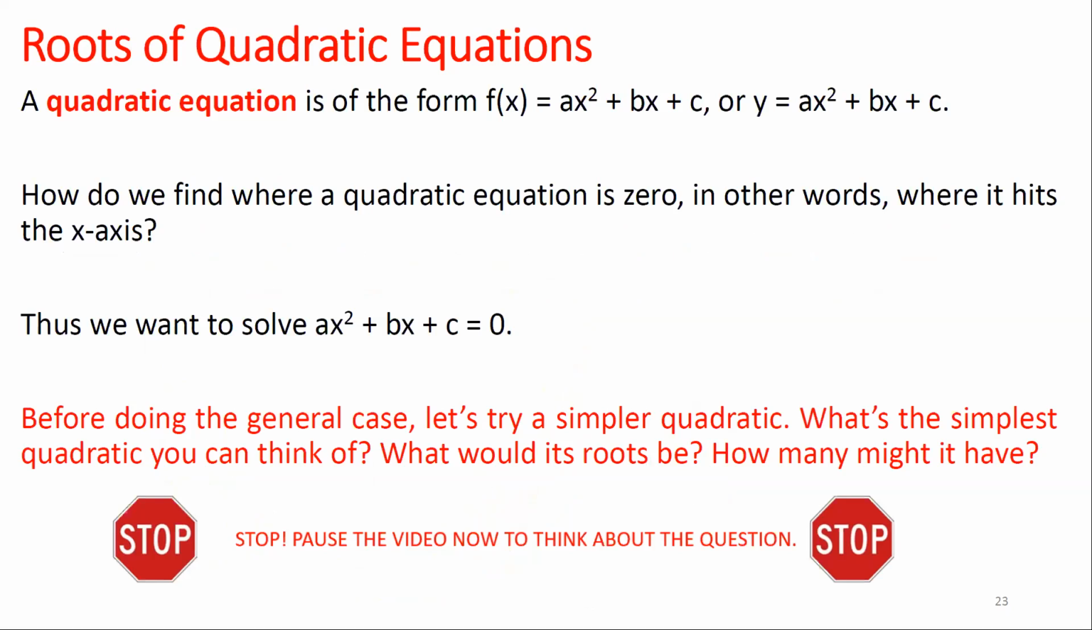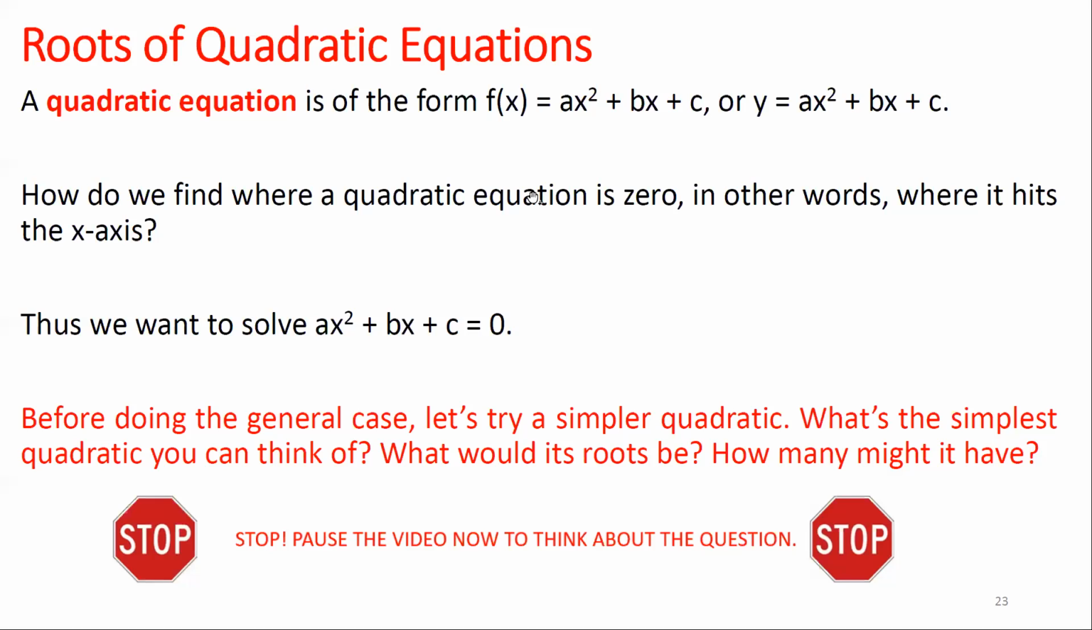All right, so now we're going to go to trying to find, where do these parabolas, where do these quadratics hit the x-axis? Where do they hit 0? So we want to solve ax squared plus bx plus c equals 0. Before doing this general case, let's try a simpler quadratic. What's the simplest quadratic you can think of? What might its roots be? How many roots do you think it has? I'm going to pause the video and give you a chance to think of what is the simplest quadratic and what are its roots.